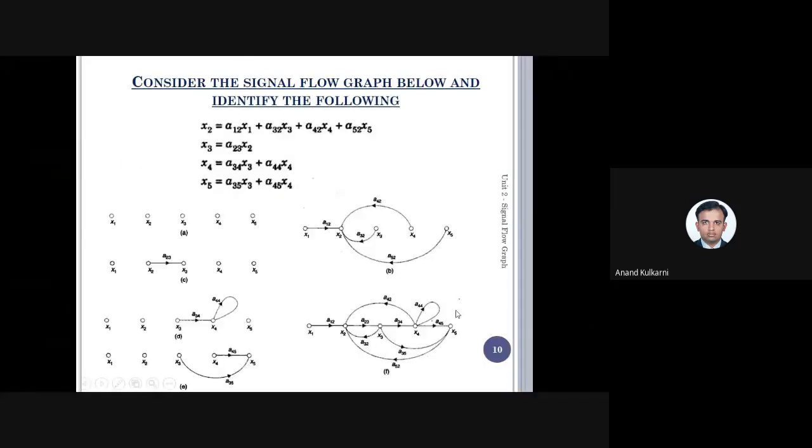Okay. Now, similarly, I have taken one more example. Consider the signal flow graph and identify the following. Here once again, just see here. There is x1, x2, x3, x4, and x5. What are these? These are nothing but the nodes.